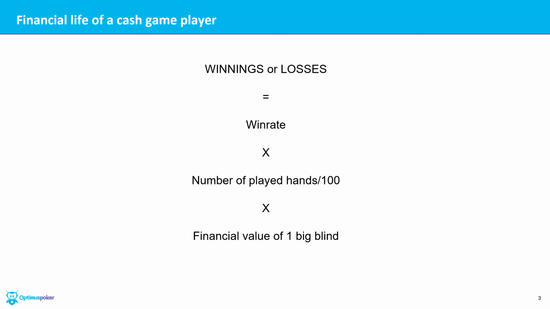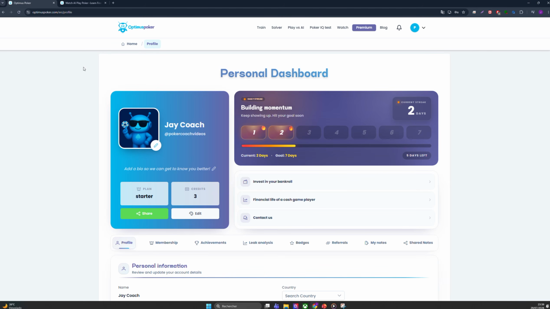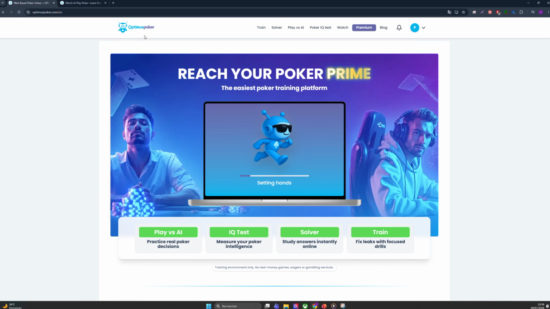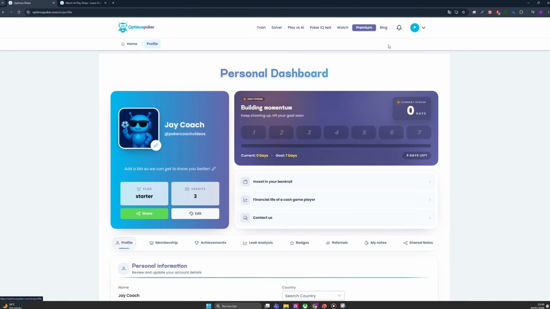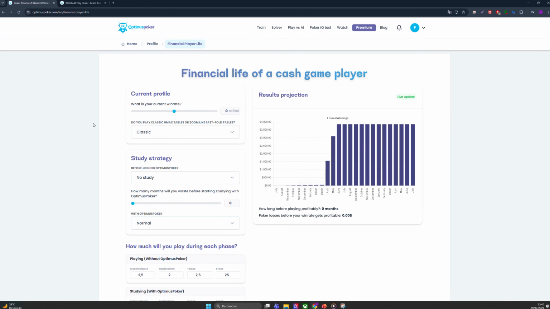Now let's put that into practice with the online simulator. So I'm going to use my account on optimuspoker.com. You can have a free account as well. You go to optimuspoker.com, you create an account here. Then you go to your profile, invest in your bankroll, and here there's the financial life of a cash game player. I'm going to click that, and we land on this web page.